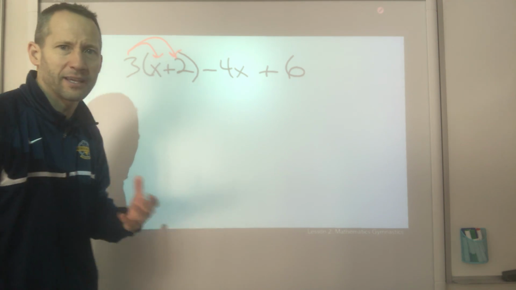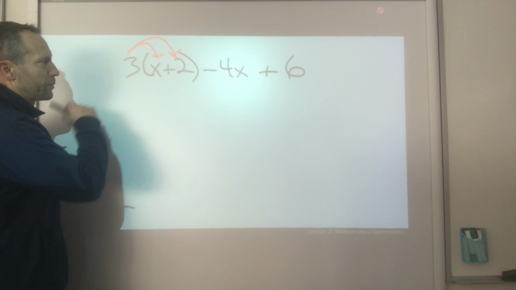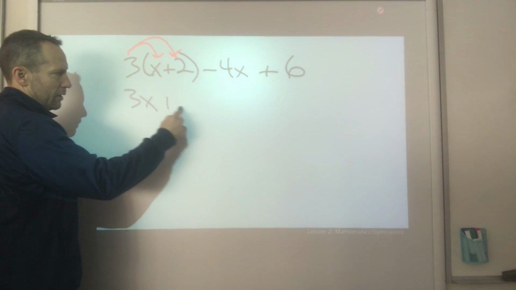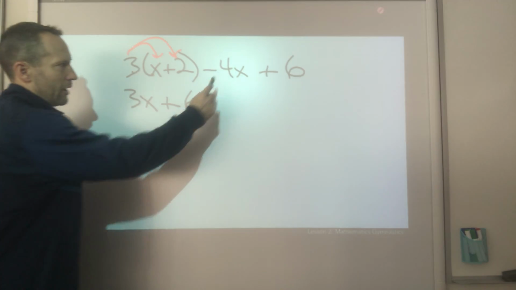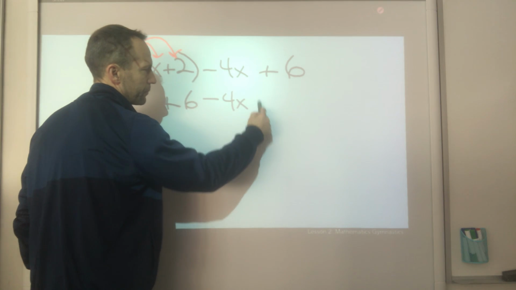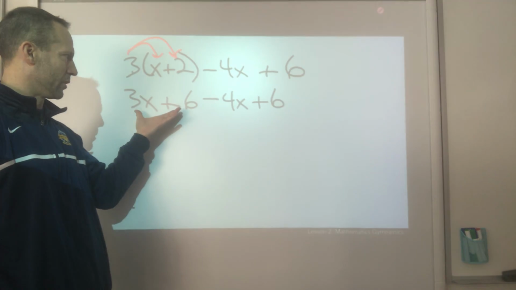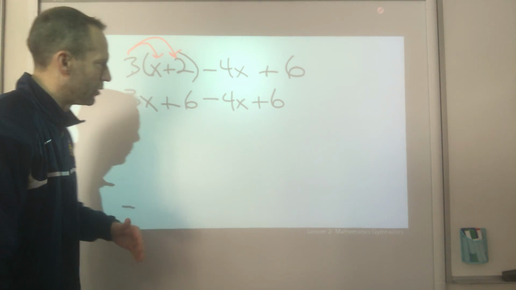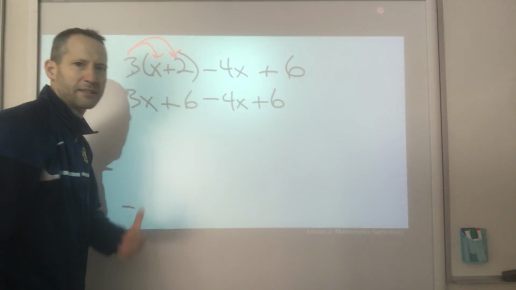So the only thing I can do is simplify that part of the expression by using the distributive property. So I'm going to distribute the 3 with the x to make 3x, plus I'm going to distribute that 3 with the positive 2 to make 6. And now I'm just going to bring everything down. Now, last week we would have been done. We just had one little simple expression using the distributive property because that was our focus. Well, now we have more going on. We have other terms that we can still combine.